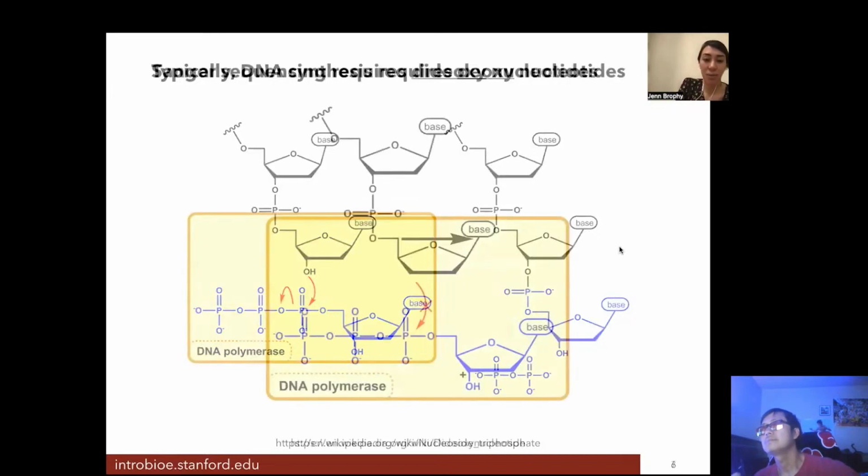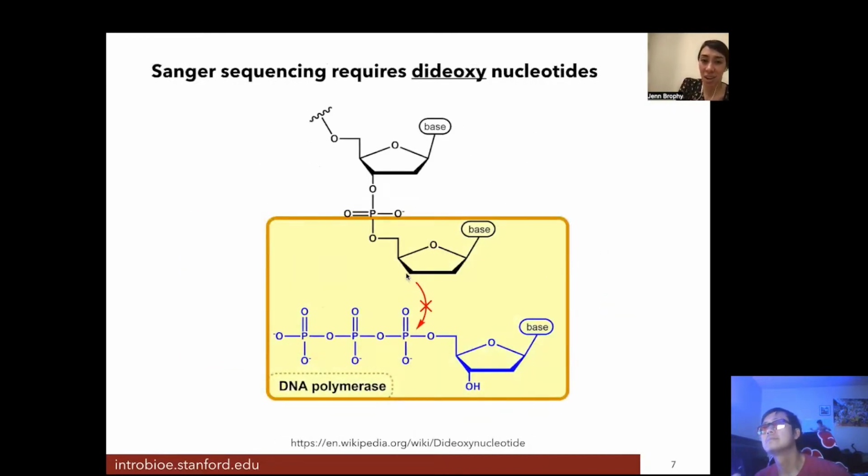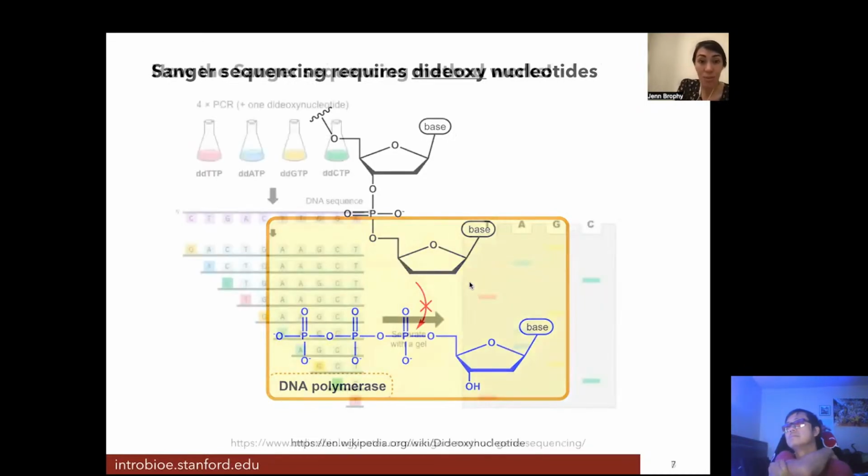But what Sanger found was that if you use a dideoxynucleotide, so something where there are no OH groups on the base, then it stops DNA synthesis. You essentially terminate the reaction. You can no longer elongate the DNA. Why would that be useful?